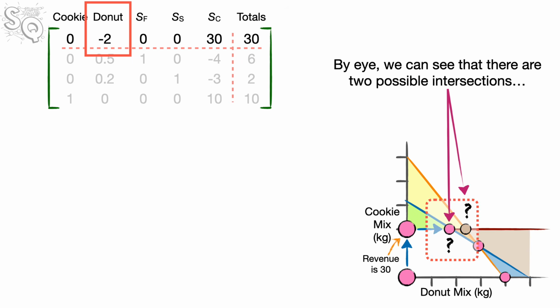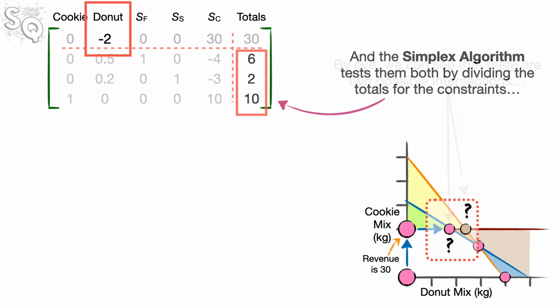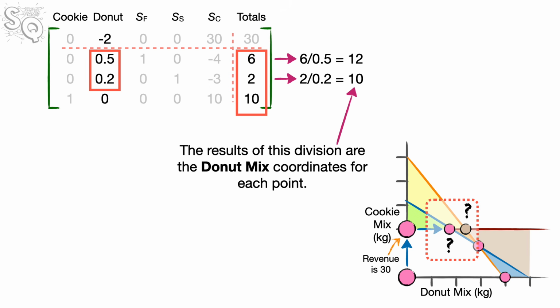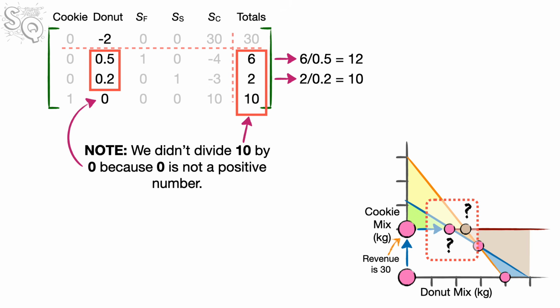By eye, we can see that there are two possible intersections. And the simplex algorithm tests them both by dividing the totals for the constraints by the corresponding positive numbers in the donut column. The results of this division are the donut mix coordinates for each point. Note, we didn't divide 10 by 0 because 0 is not a positive number.